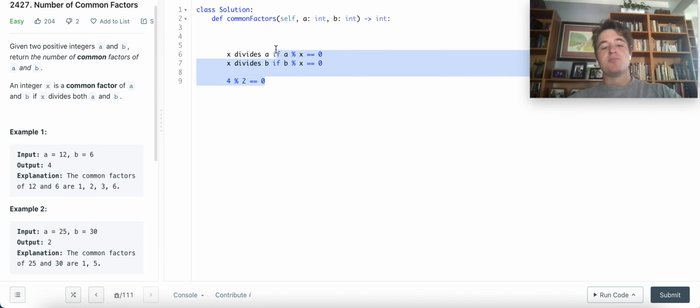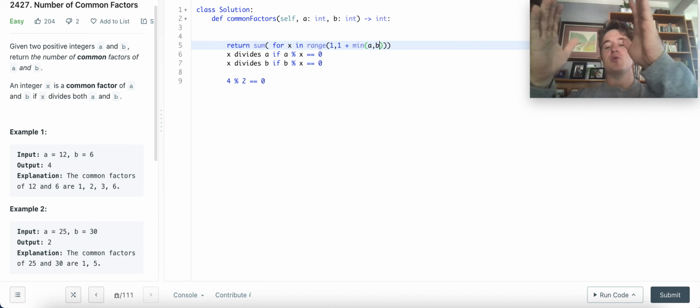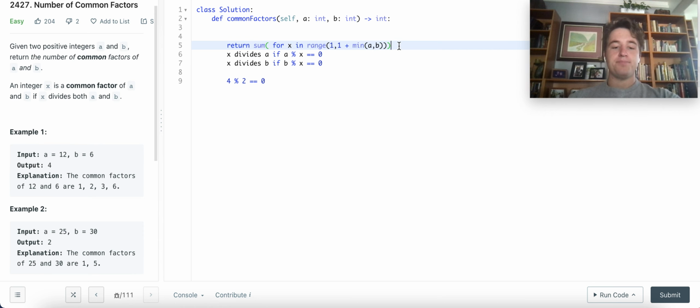So this is pretty much a one-liner here. Let's return, we're going to do a sum. We're going to look at for x in range, we start at 1, and we do 1 plus the min of A and B, right? Because we want to include the minimum number, because it could be like minimum number 6, the maximum is 12, so 6 divides both of those, okay?